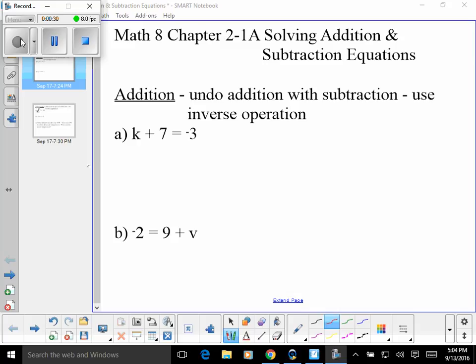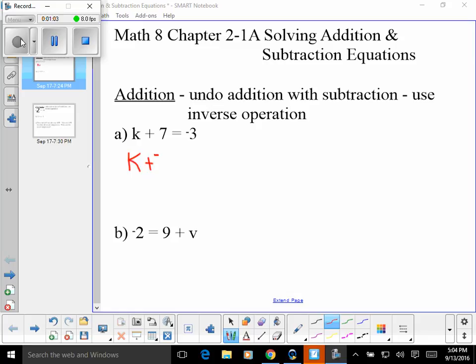Lesson 2.1a is solving addition and subtraction equations. The first equations I'm going to talk to you about are addition. We talk about undoing the addition with the subtraction. What we're really dealing with is using what is known as the inverse operation. In example A, we first have to recognize that this is an addition equation. So we are going to start with the inverse operation.